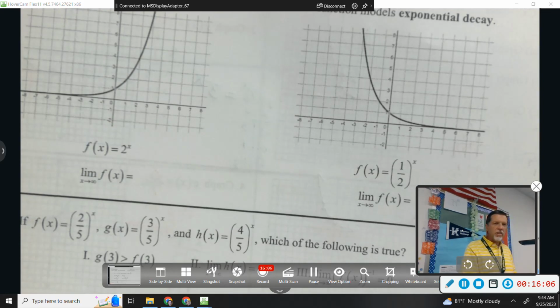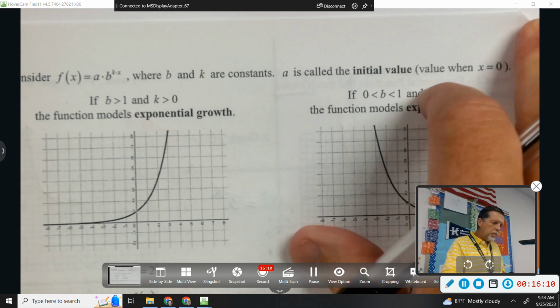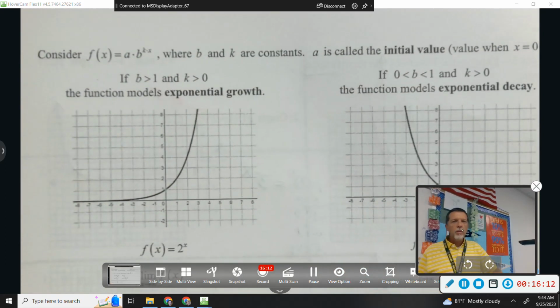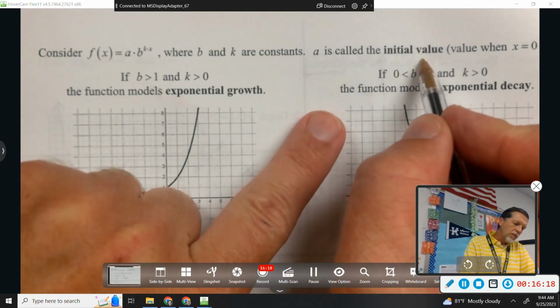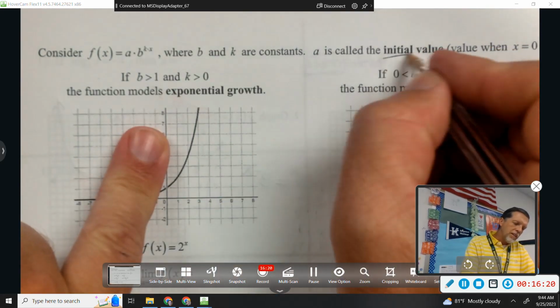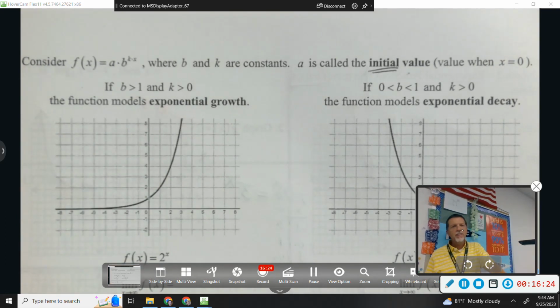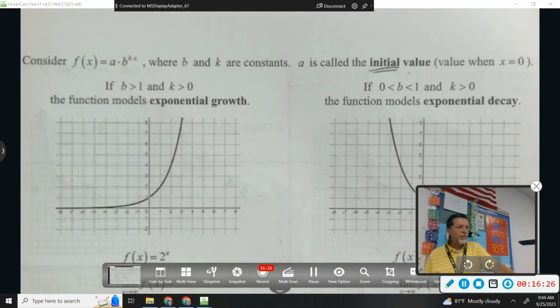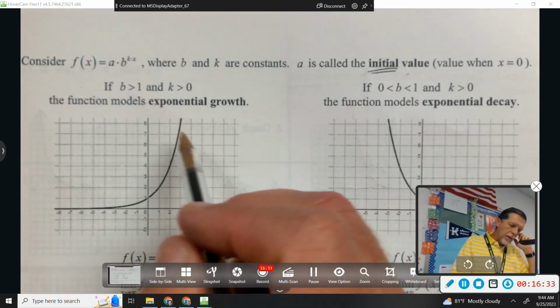All right, consider page 2 here. A times B to the kx, where B and K are constants. A is a constant as well, but A is the initial value, because if x equals 0, then your first value is A. So we're just playing with B and K to see what happens here.